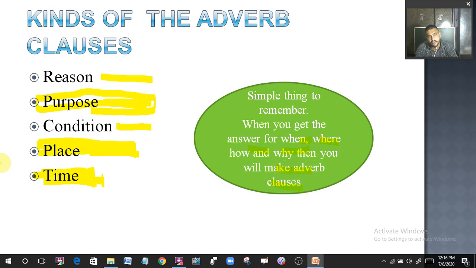Adverb clauses are very easy to make. But sometimes the students, the learners, sometimes even I used to mix it up with the adjective clause, but I used to identify them easily. But it's not always possible to remember that. It also depends upon your practice of using adverb clauses. When you practice more, then definitely you will learn about adverb clauses more.